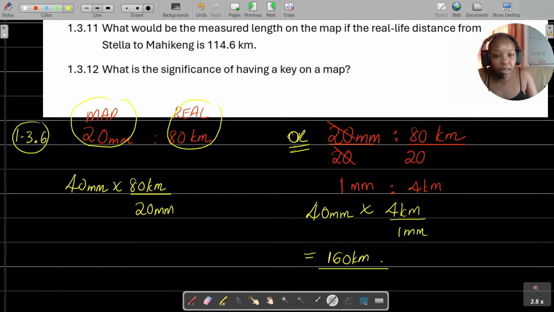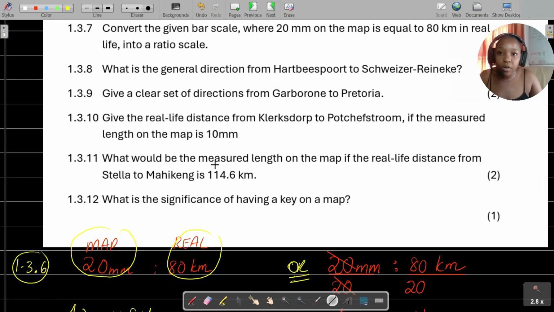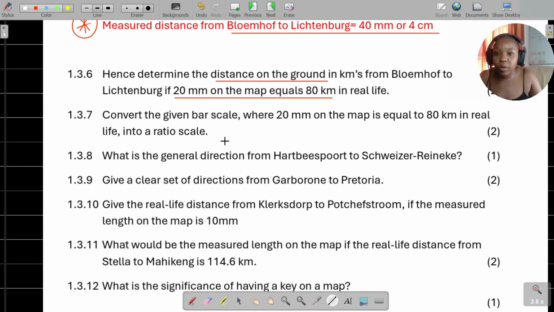So that's basically the real life distance from Bloemhof to Lichtenburg. Okay, still the same thing, same answers, different way. This is also still 160 kilometers. So whether you want to simplify or you choose not to, it's just up to you. But at the end of the day, you're just going to get the same answer. All right. Cool stuff. Let's have a look at question 1.3.7.